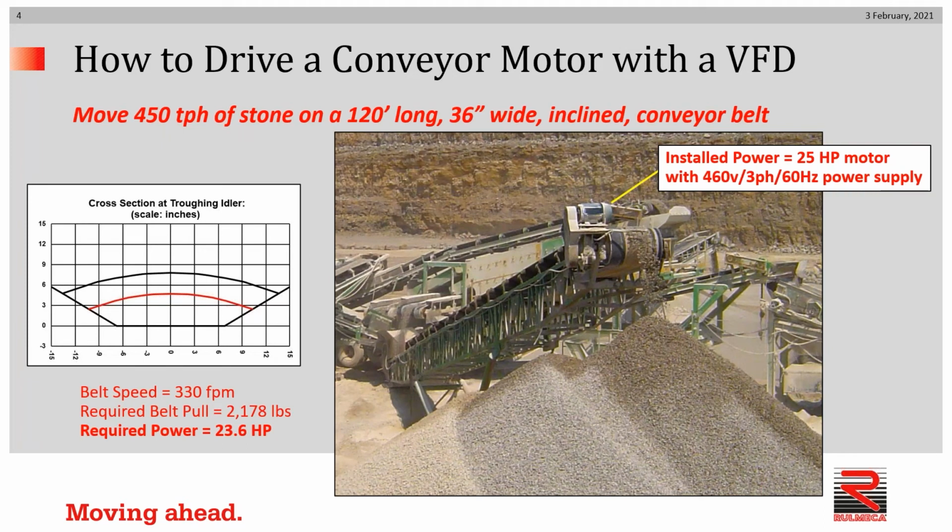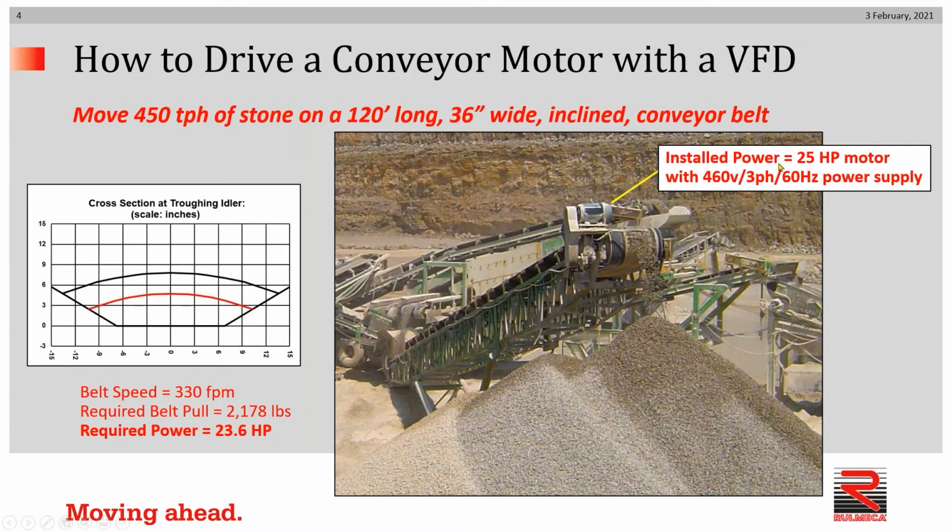Let's take the case of this conveyor belt, which is 120 feet long, 36 inches wide, and it was originally designed to move 450 tons per hour of stone at 330 feet per minute. We calculated separately that the required belt pull to do the job is 2,178 pounds. You can see that handling 450 tons per hour of stone can easily be accommodated within the trough of a 36-inch wide conveyor belt. The power required to do this is 23.6 horsepower.